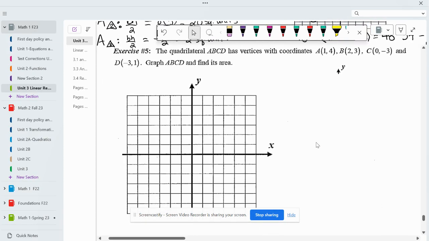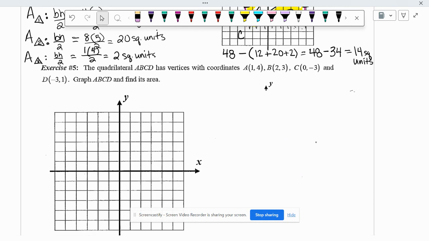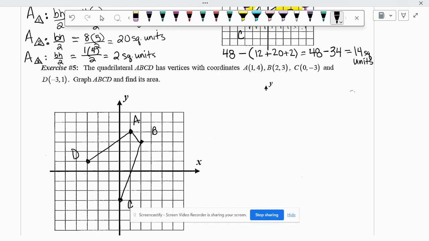So this quadrilateral has vertices 1, 4. Call that A. B is the ordered pair 2, 3. C is the ordered pair 0, -3. And D is the ordered pair -3, 1. So this looks like this.